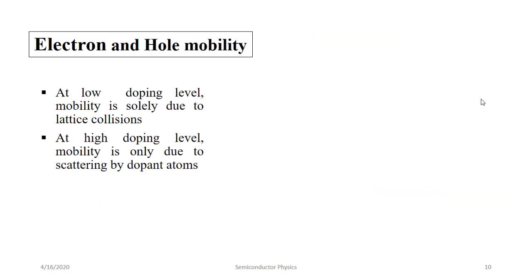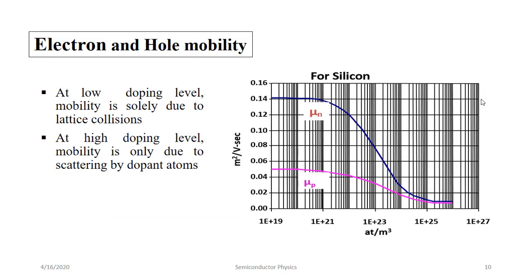Now the mobility of electrons and holes: for example, I'm going to take the silicon material and get some electron and hole mobility for this silicon material. So how am I going to get it? You can see in the graph that the electron mobility is higher compared to your hole mobility. For example, at a lower level of doping, the mobility is solely due to your lattice collisions. But whenever you increase the doping levels, your mobility is going to change, and that is only due to the scattering phenomena.